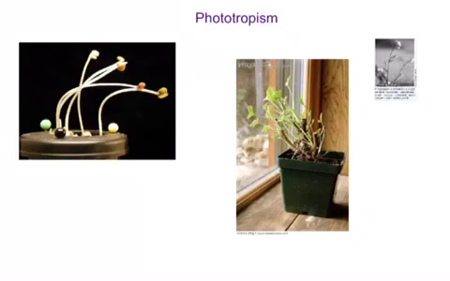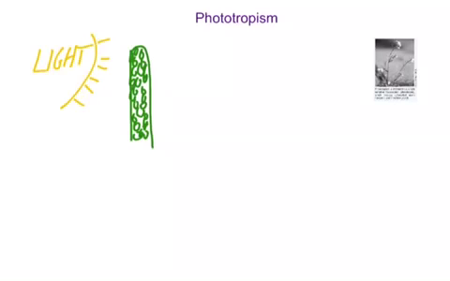Here's a couple of photos you can see of this phenomenon. So we have plants bending towards the sunlight through the window. Again, we have small shoots, coleoptiles, moving towards a light source. So let's have a look at the mechanism for phototropism.